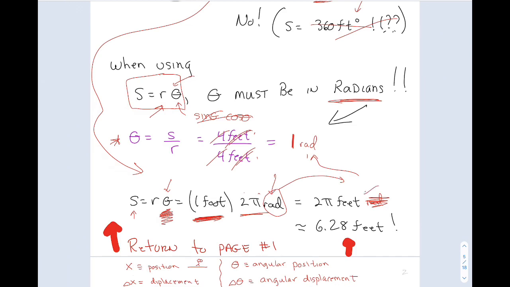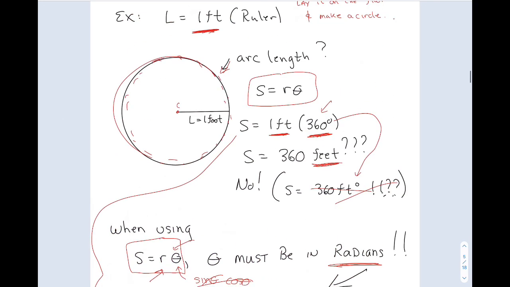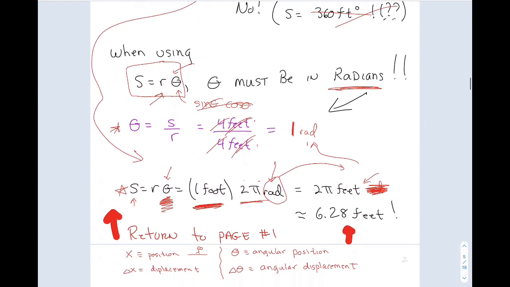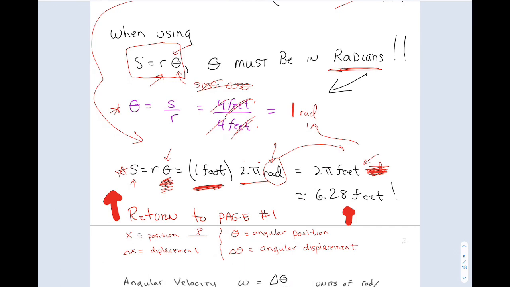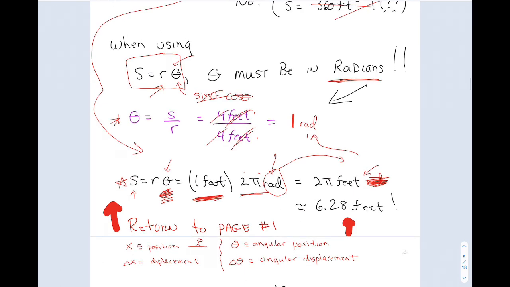It's right there, but when you write your answer, you don't put the word radian, because you know s is a distance. And in the calculator, 2 pi is about 6.28 feet, and that makes sense. That circle is definitely not 360 feet, but it is about 6.3 feet.